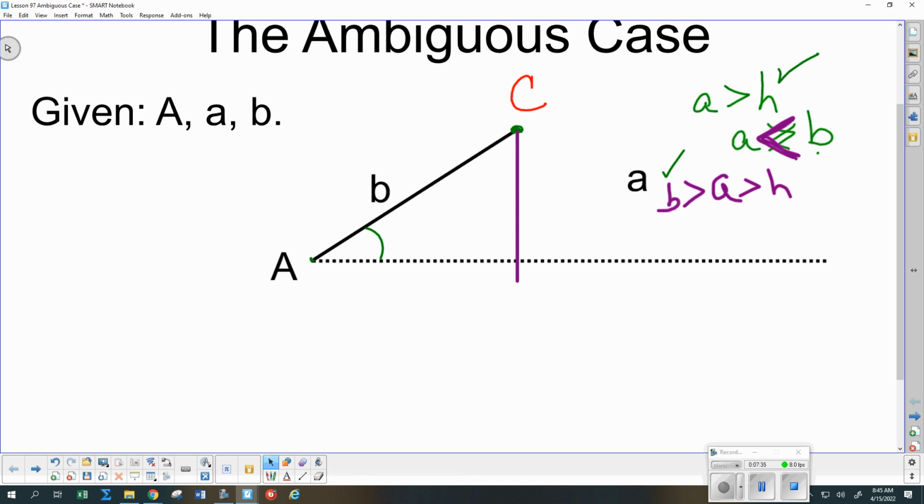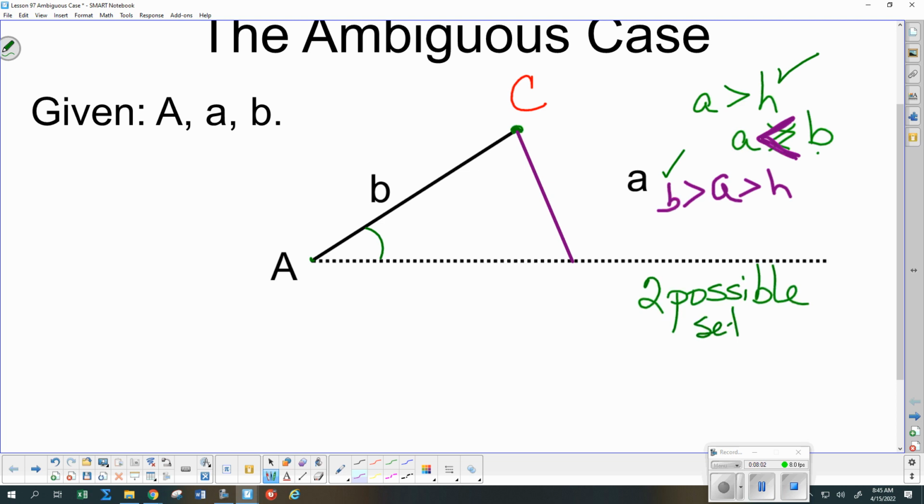That means I have enough room that I could take this purple line. I can't draw it straight down because it goes too far. I need it to exactly hit my dotted line. It could either swing this way or it could swing this way. Does that make sense? So that's when I have two possibilities. I'm going to have two possible sets of answers that I have to find.